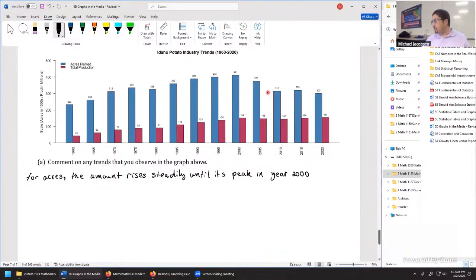So if we wanted to add that in, we could say that it levels off between 2010 and 2020. So that's the story so far with acres planted. It's not the whole story in the Idaho potato industry. There's also how many potatoes were produced, the production. Again, in its complicated unit, the hundredweight.